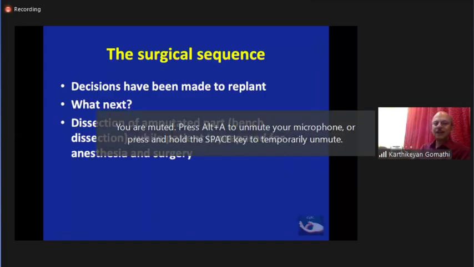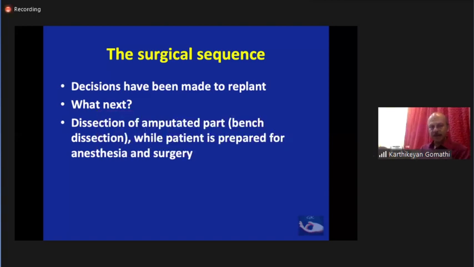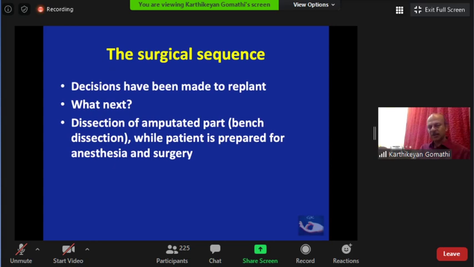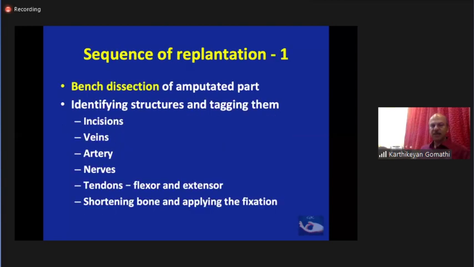Now, we have come to the main surgical sequence. Decision has been made to replant. Clear, we are clear in that. What next? So the next part is going to be patient is being resuscitated now. Patient is getting ready for the anesthesia and the major surgery. Right now, what the surgical team has to do is the dissection of the amputated part, sometimes known as bench dissection. We need to look at the amputated part and then make sure we get all the structures ready so that the replantation can be carried out. So the bench dissection of the amputated part is done.